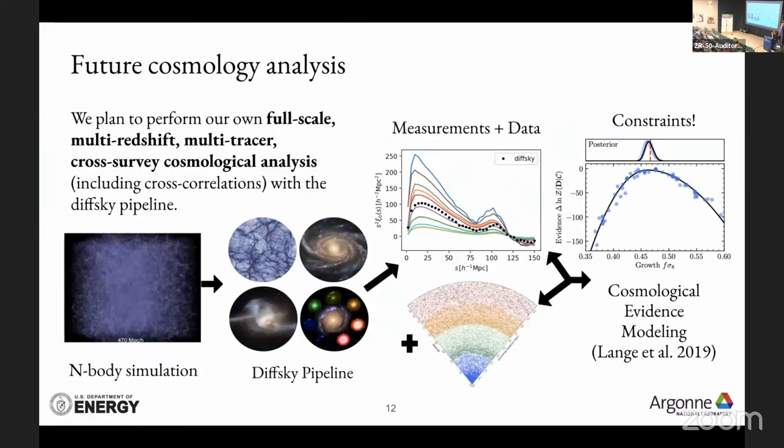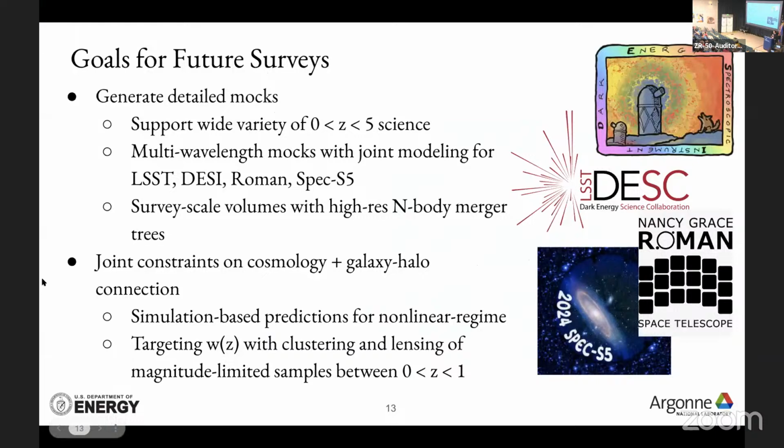And again, our long-term goal with developing this pipeline is to perform our own full-scale, multi-redshift, multi-tracer cosmological analysis that uses data from multiple different surveys simultaneously, including a future spectroscopic survey. So speaking of future surveys, I think in general, our modeling pipeline is really useful for supporting a wide variety of science between redshift 0 and redshift 5, and particularly for making multi-wavelength mocks that can be used for joint modeling of different surveys like LSST, DESI, Roman, and a future spectroscopic survey.